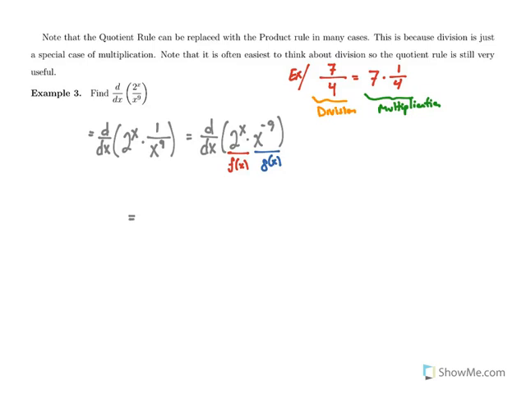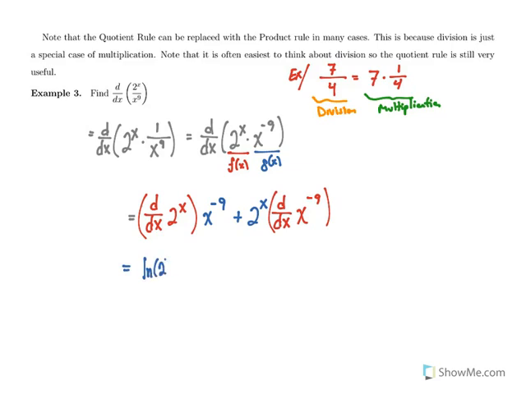So the product rule says to take the derivative of the first function times the second function plus the first function times the derivative of the second function. So this derivative is going to be natural log of 2 times 2 to the x times x to the negative ninth plus 2 to the x, and the derivative of x to the negative ninth is going to be negative 9 x to the negative 10.